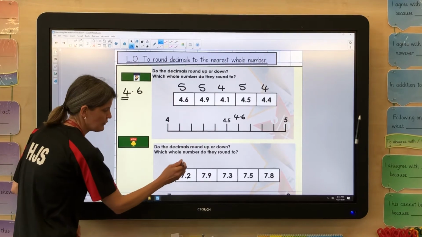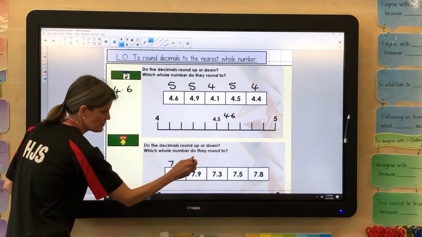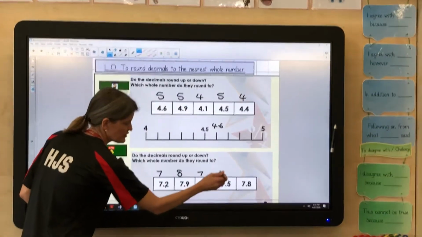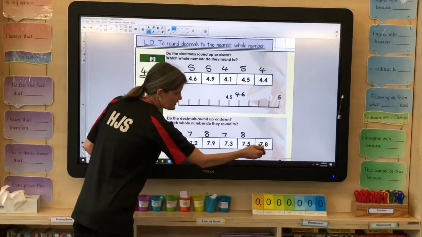The 2 tells me to round down. The 9 tells me to round up. The 3 tells me to round down. The 5 tells me to round up. And the 8 tells me to round up.